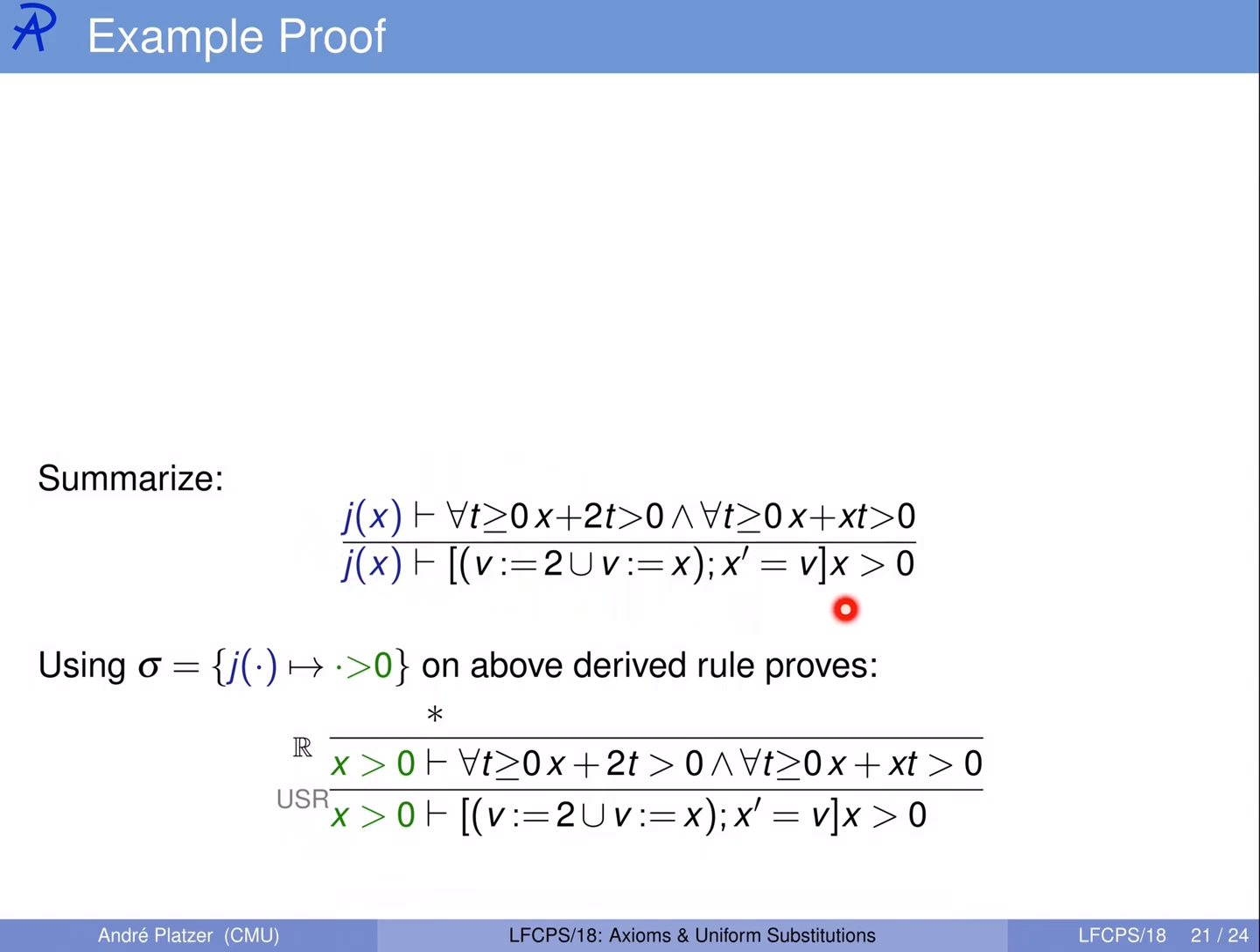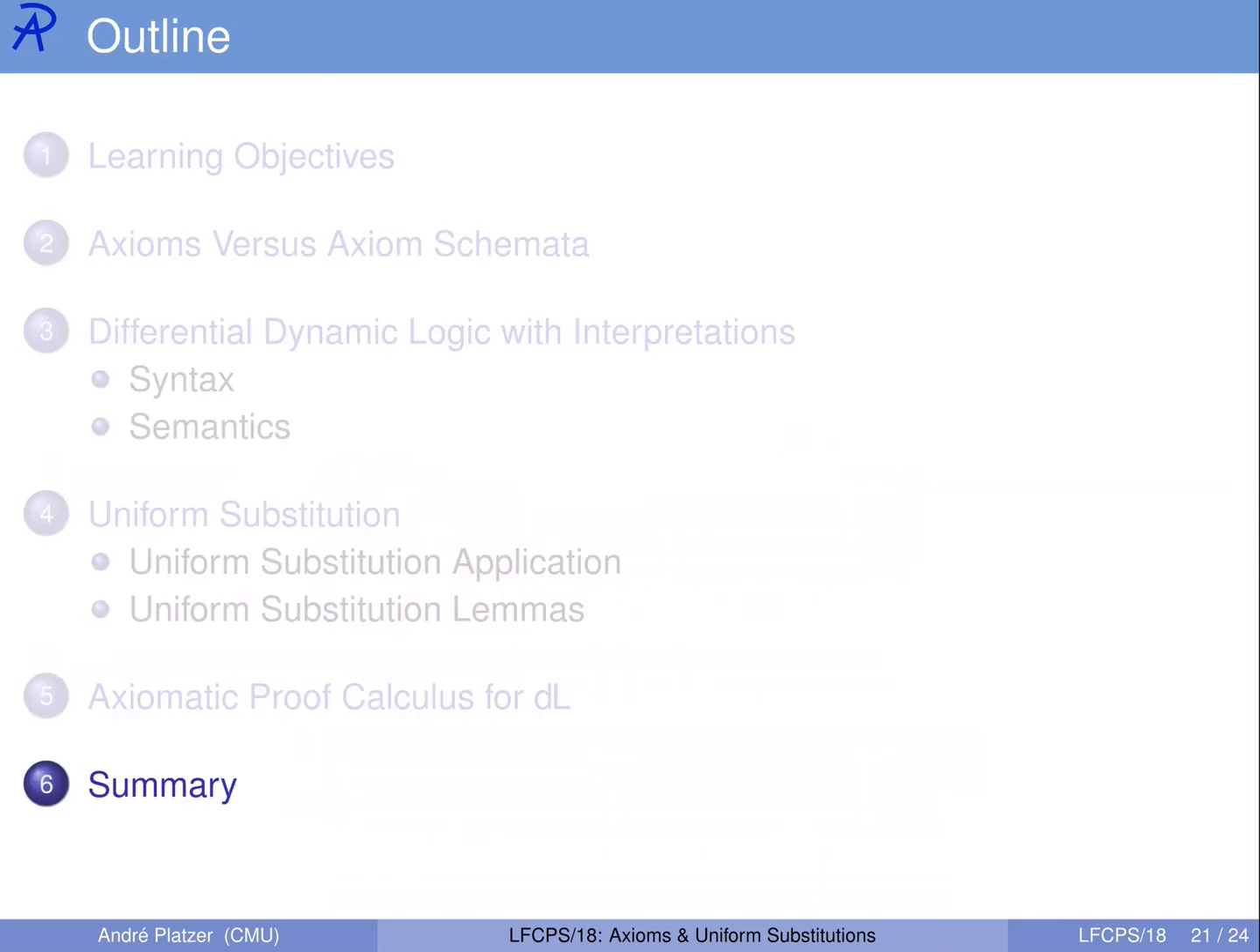and then, by the uniform substitution applied to a rule or to an inference here, we turn this into: if x is greater than 0, then that, and that is of course easily provable, because indeed if x is positive, then x + 2t will be positive for all non-negative t, and x + xt will be positive for all non-negative t as well. So that's easy to prove by arithmetic, which justifies that as a proof. And we'll see in the appendix of this talk why it is okay to replace with uniform substitution, not just in one step, but on an entire proof soundly as well.